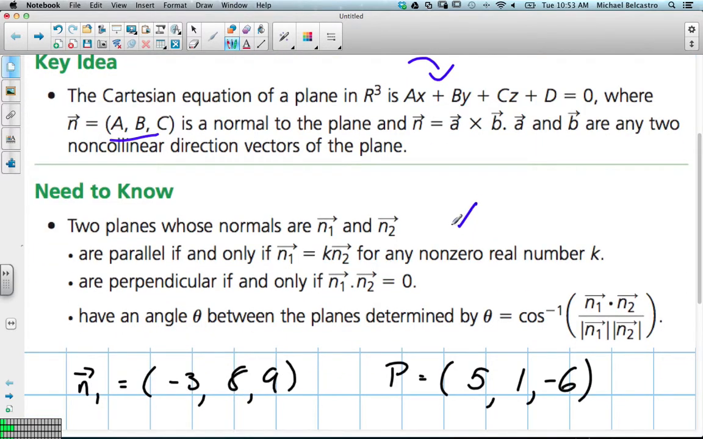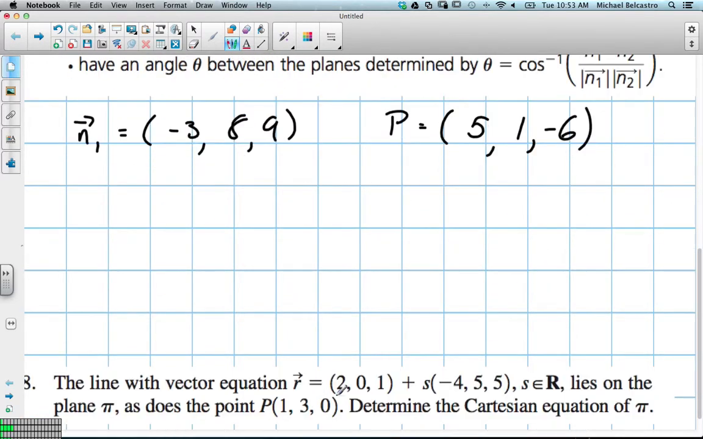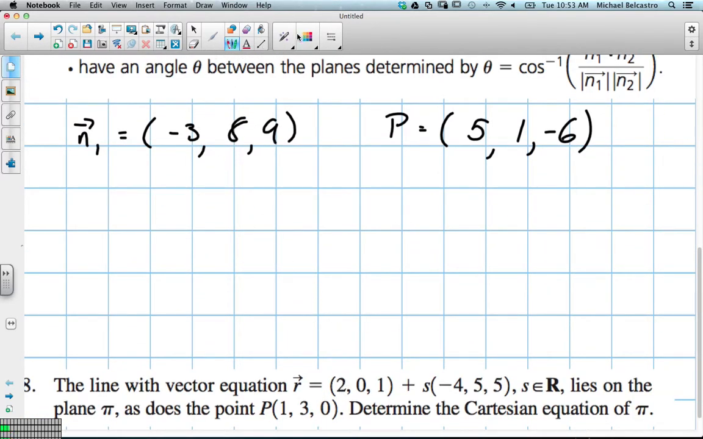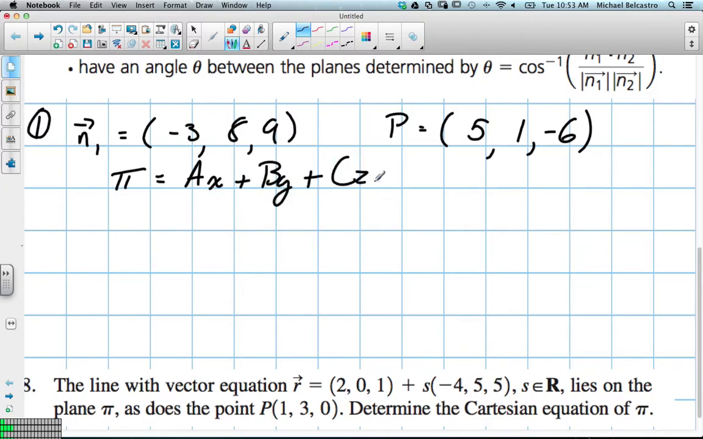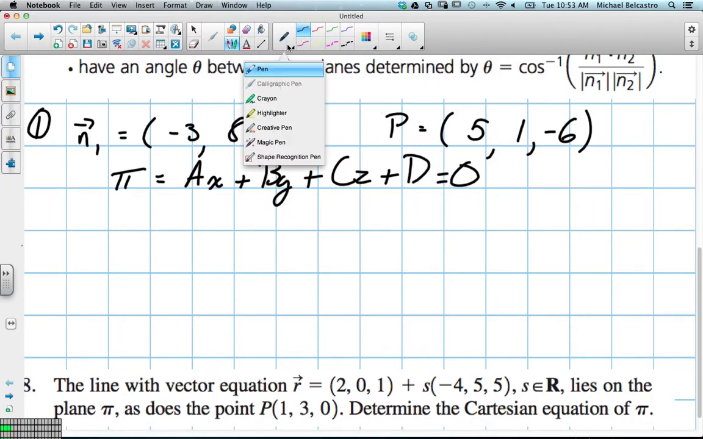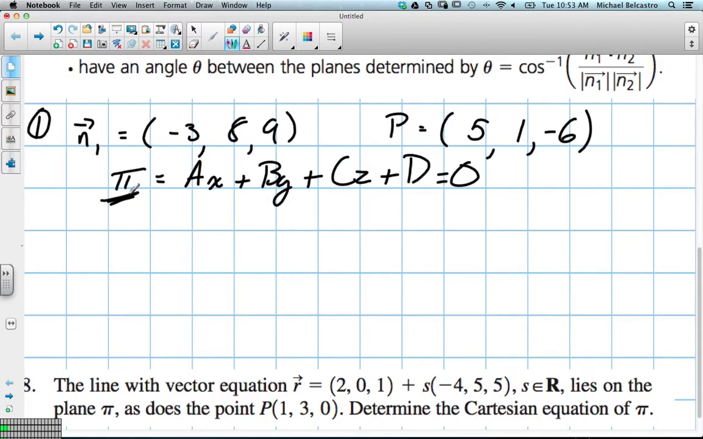We'll get into a couple of these rules a little later, but let's talk about this idea first. And there's a couple ways we can go about solving this. So let's say this is our first example here. Example 1, they've given us this normal. We know the Cartesian equation of a plane, and it's usually denoted with the Greek letter pi. So our plane is equal to ax plus by plus cz plus constant d is equal to 0. We don't always have to include our symbol in the front, but it's good to have.